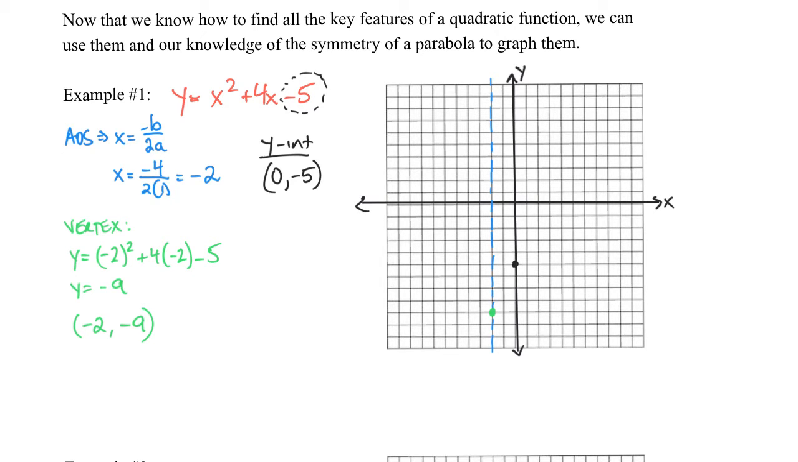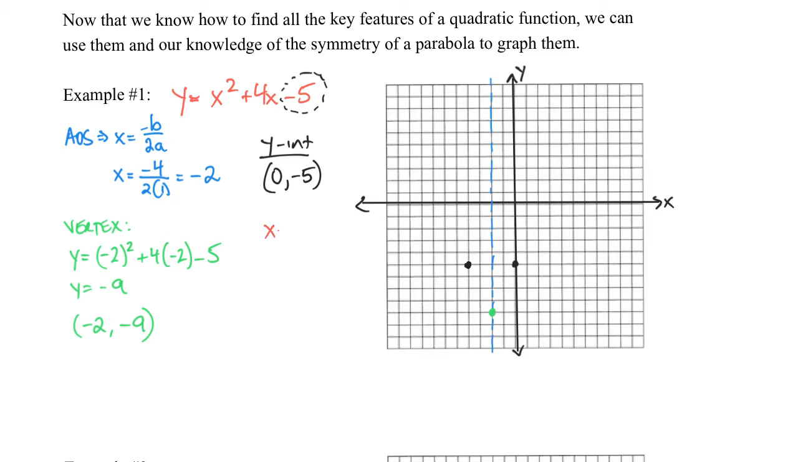Now, here's the part where we're going to use the symmetry of a parabola. Notice that this point is on the right-hand side of the axis of symmetry. That means there's a matching one on the opposite side. So this one is 2 spaces away from the axis of symmetry. That tells us that we're going to have another one 2 spaces to the left. Remember, the axis of symmetry basically acts like a mirror.